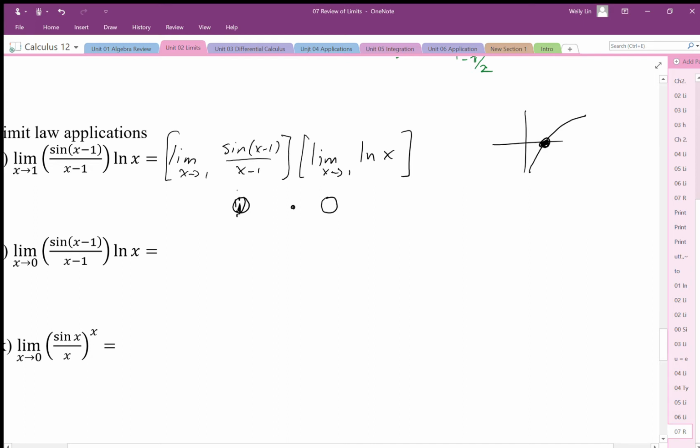The limit as x approaches 1 of sine(x minus 1) over (x minus 1) is going to be 1, and so we end up with 1 times 0. That gives us a limit of 0.